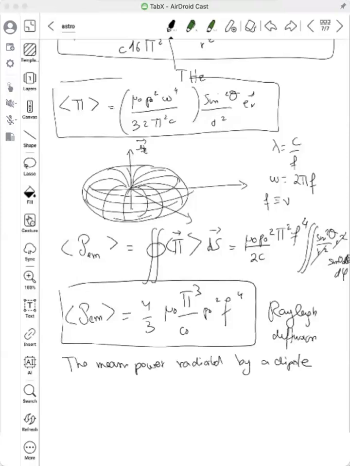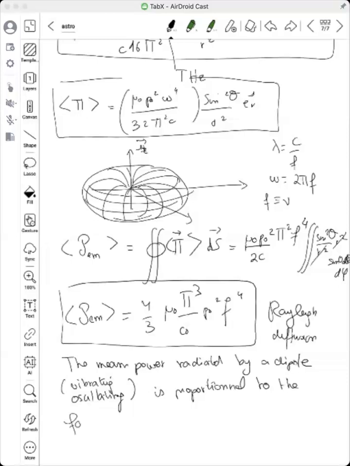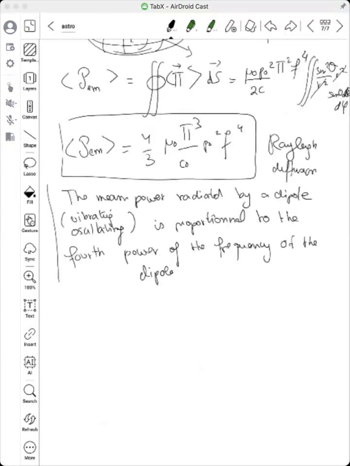a vibrating or oscillating dipole, is proportional to the fourth power of the frequency of the dipole. This is very, very important. And this is answering why the sky is blue. I will explain it in a second.